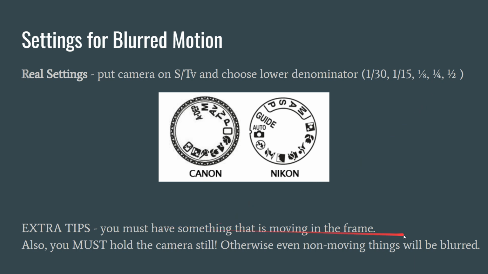You have to have something moving in the frame though, right? I can't just take a picture of blurred motion of a chair, right? Unless someone is throwing that chair across the room. So you have to have something that's moving. Also, you must hold the camera still. Otherwise, even non-moving things will be blurred, and you don't want that.